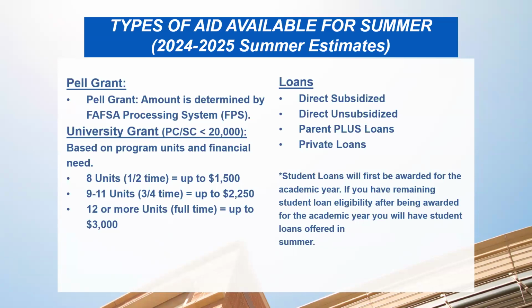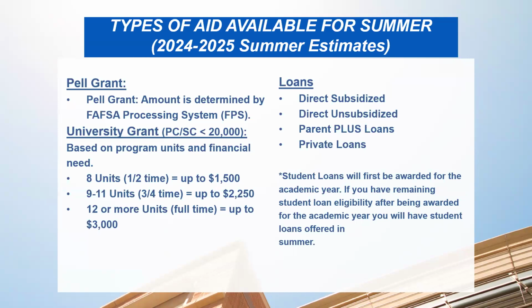So when it comes to the types of aid that are available for the summer, and these are based on the 2024-2025 summer estimate, so this past summer, Pell Grant is going to be determined by the FAFSA processing system. So once we receive your FAFSA, we'll be able to determine your Pell Grant amount or award.